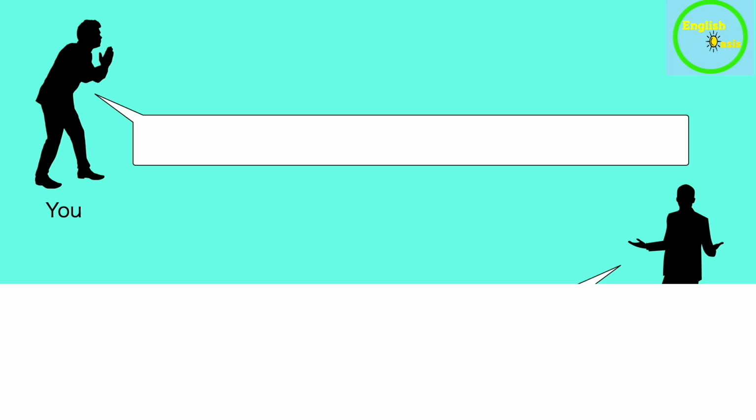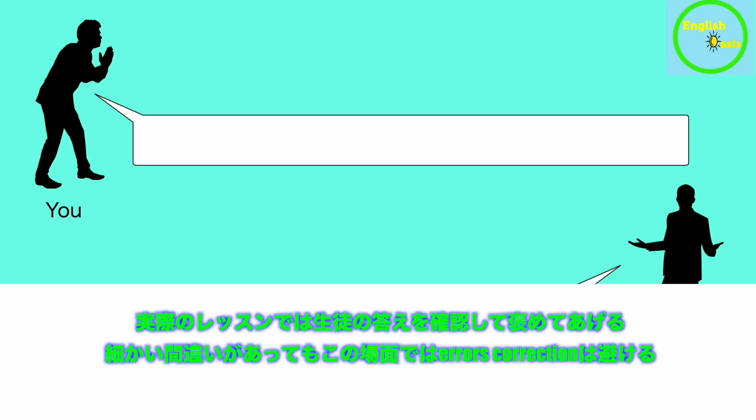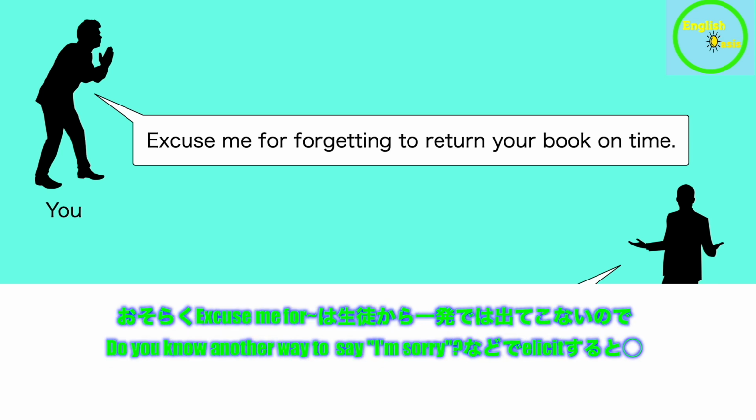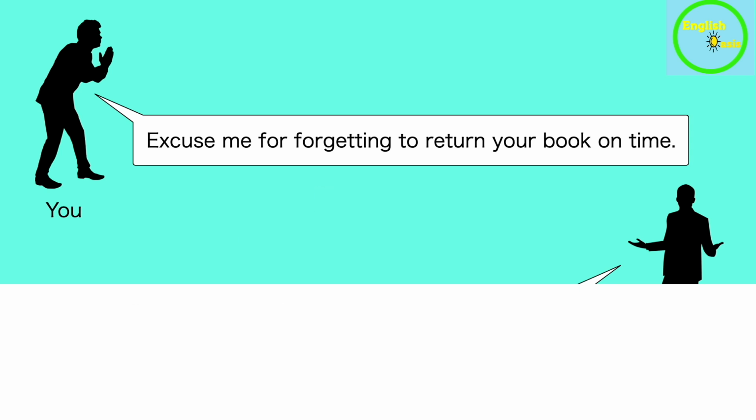Okay, this is the example answer and target sentence of this unit. So the answer, excuse me for forgetting to return your book on time. So you can say I'm sorry as well. But this time, excuse me for forgetting to return your book on time. This is a key sentence.